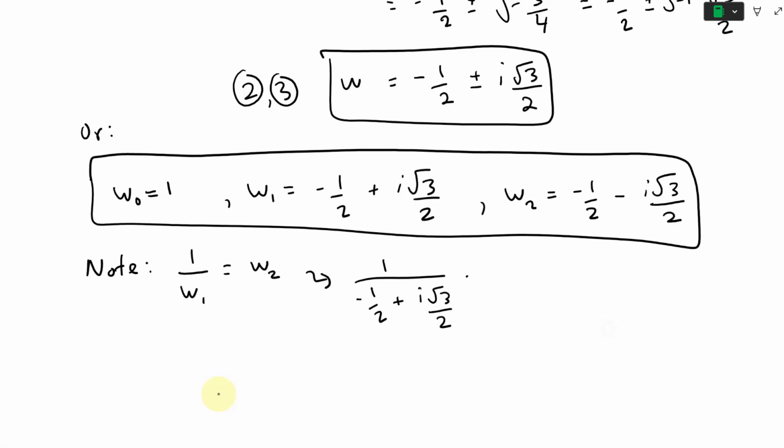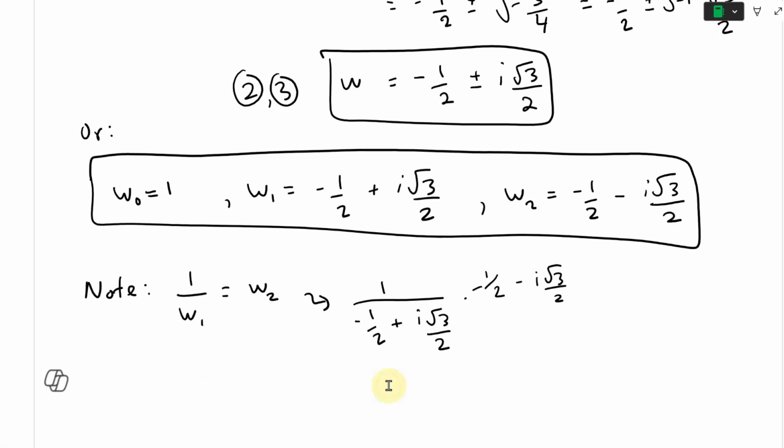In other words, we're going to multiply top and bottom by negative 1 over 2 minus i times the square root of 3 over 2. And I'll move this down. All right, so that's what we have there. Divide this by negative 1 over 2 minus i times the square root of 3 over 2. And now we multiply all this out.